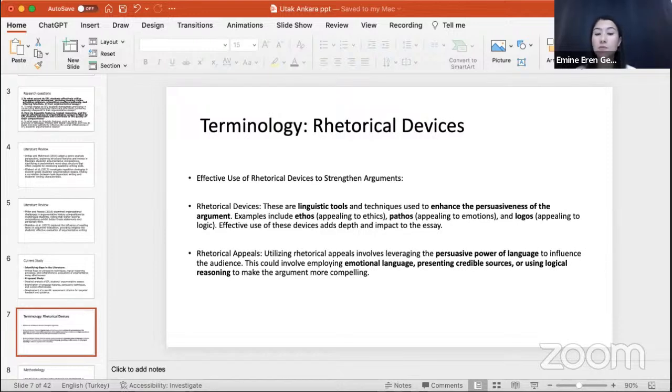Here, ethos means appealing to ethics. In the rhetorical appeals, it is about presenting credible sources in the argumentative techniques. And pathos is appealing to emotions, like using emotional language. And logos is appealing to logic, like using logical reasoning to make the argument more compelling in their essays.